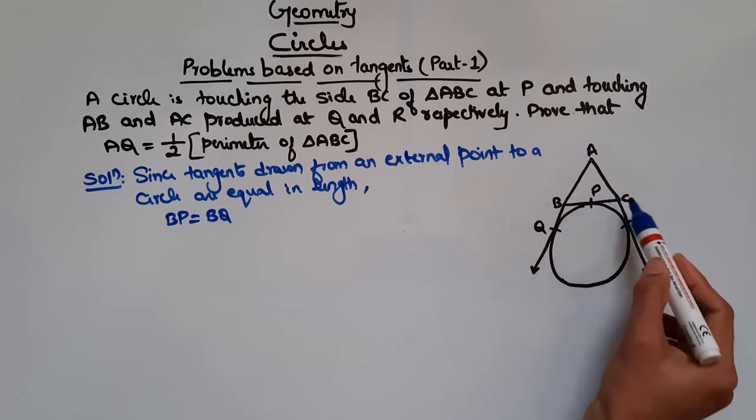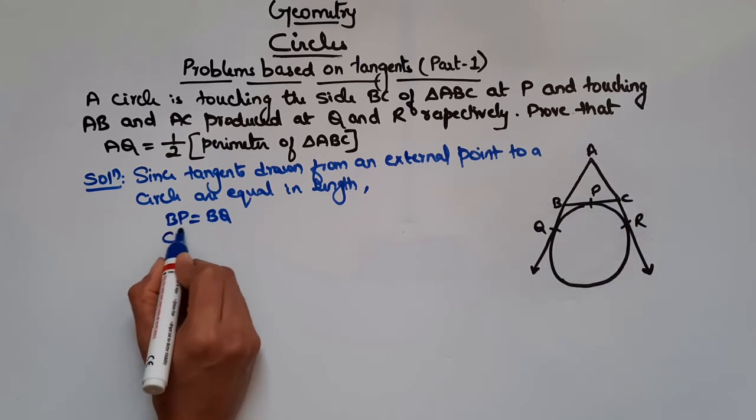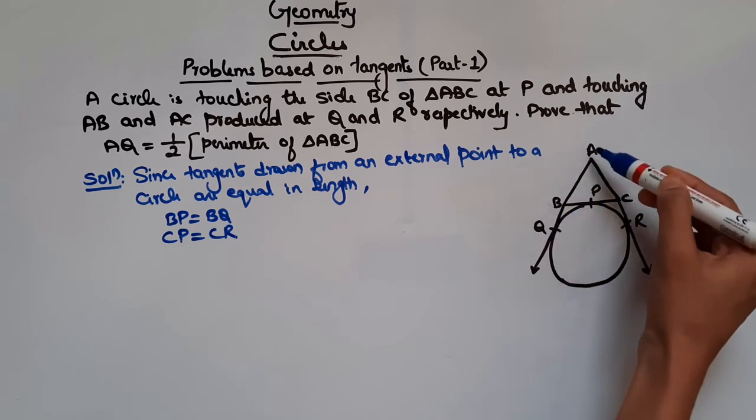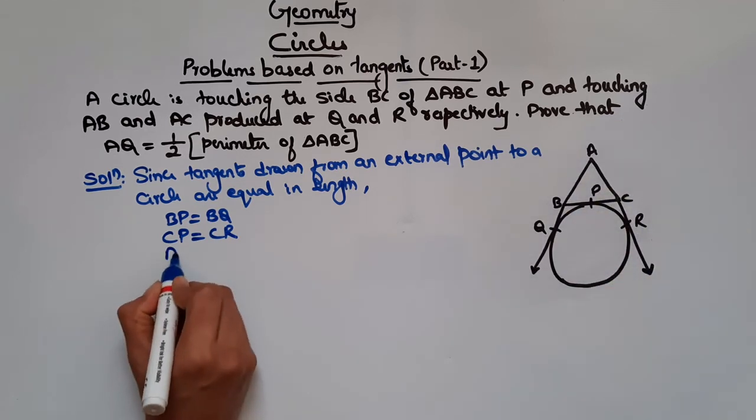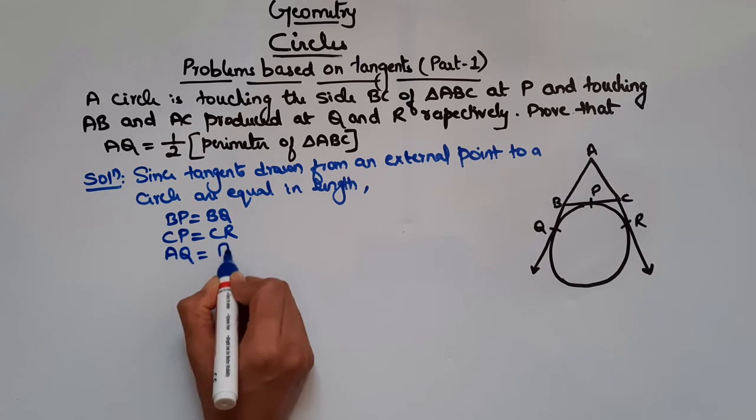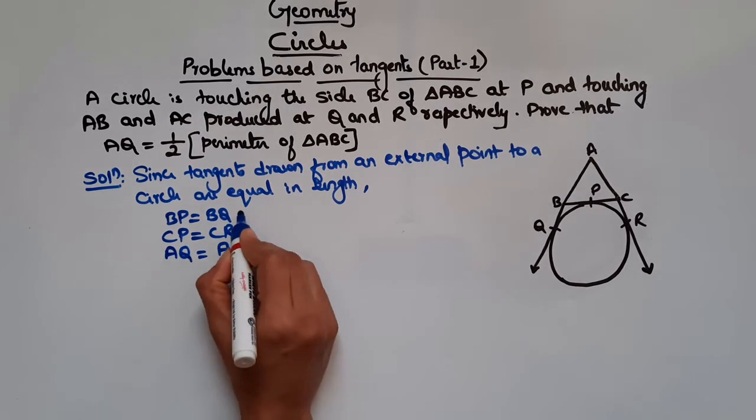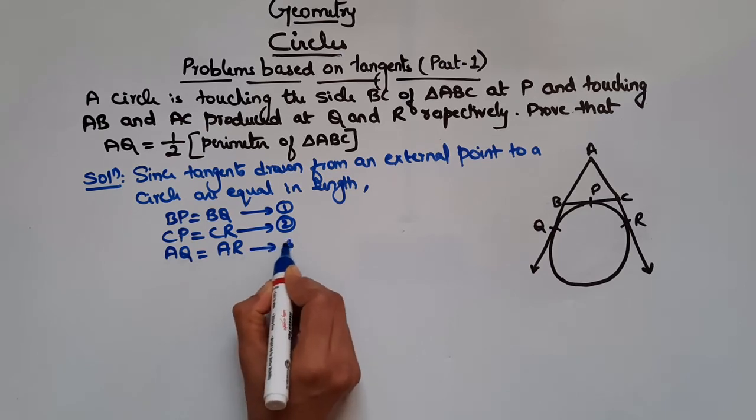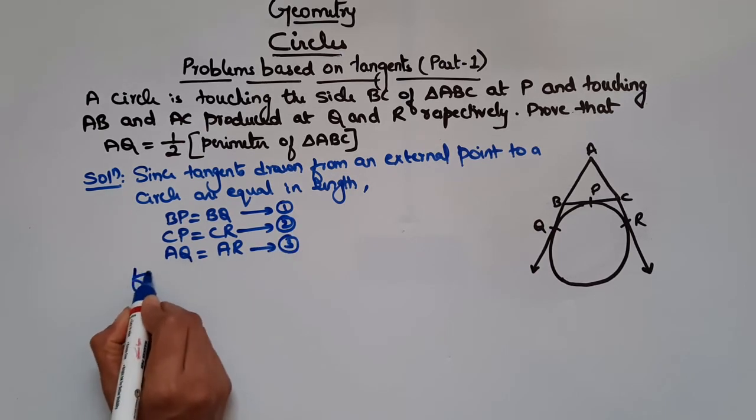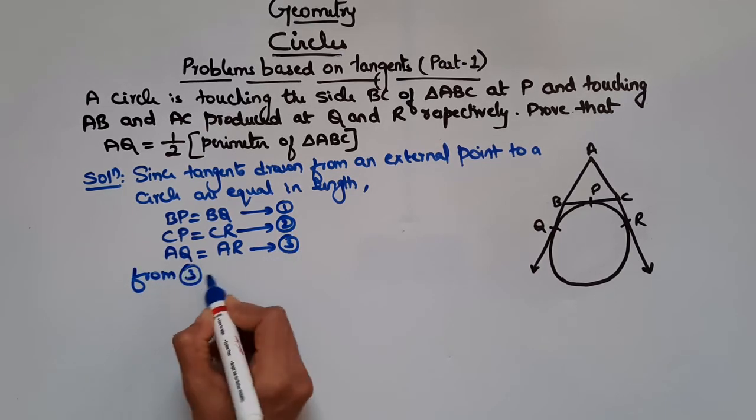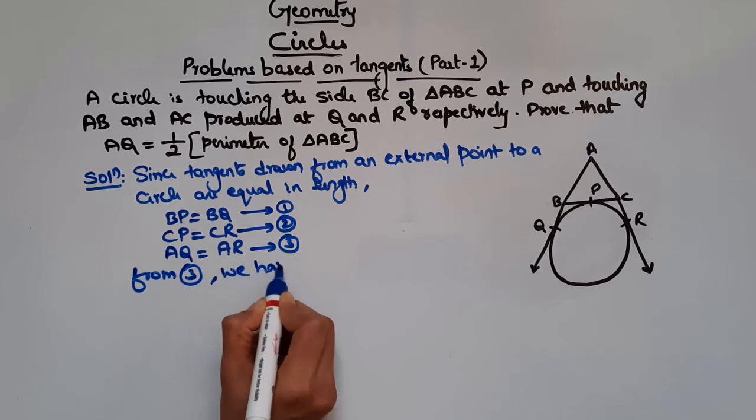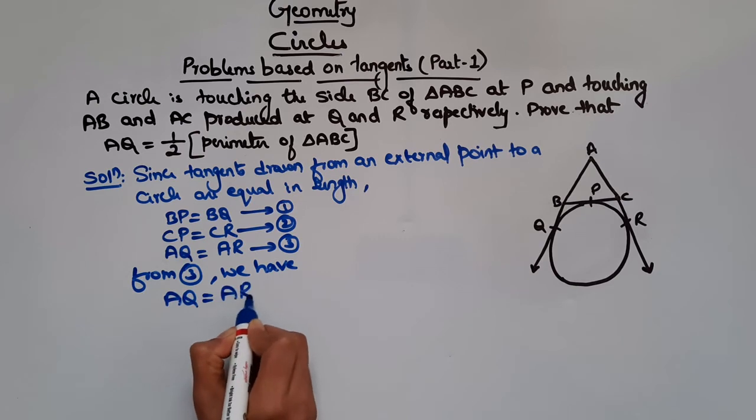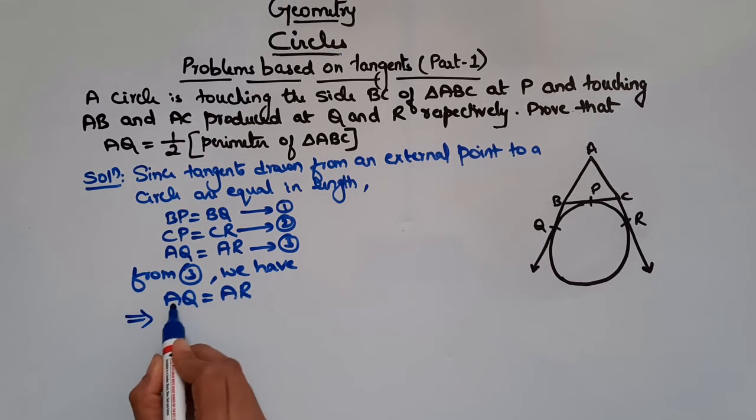Similarly, CP is equal to CR. And we have AQ equal to AR. Right? So now let's take this as 1, this one 2, and this as 3. So from 3, we have AQ is equal to AR. Right? So this implies AQ.